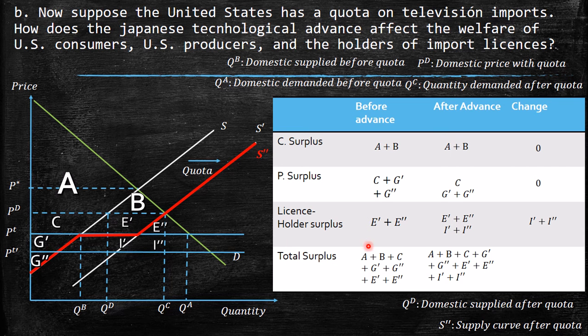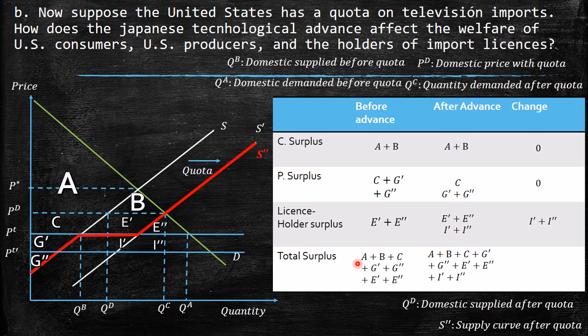And what is the license holder surplus? So remember, they buy from the market at PT, and they sell this one at PD. So this area, E prime and E2 prime, is going to be considered as the license holder surplus. So the total surplus is going to be this one.